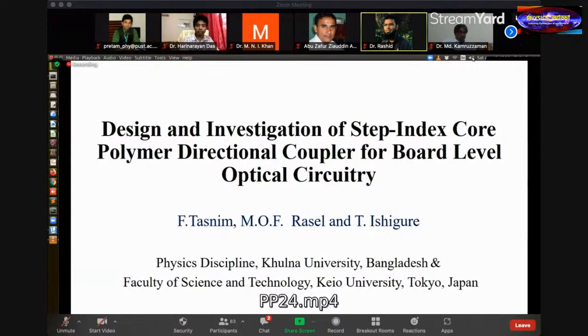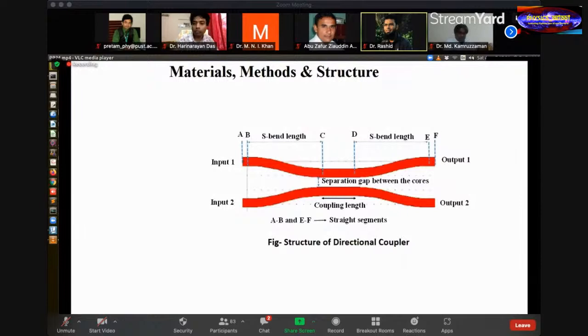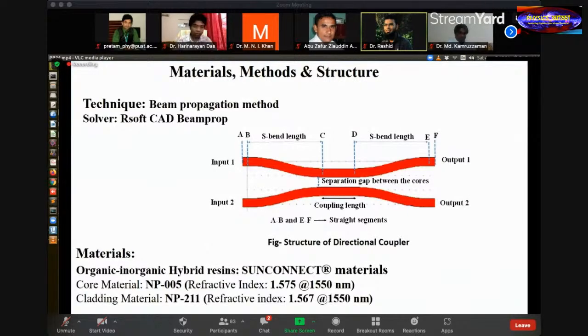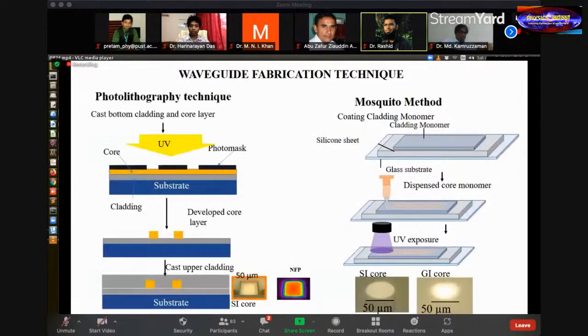Due to high bandwidth capacity and low energy consumption, optical interconnects have become a promising technology for data transmission. We have designed a directional coupler realized with organic-inorganic hybrid polymer materials by using the beam propagation method technique. The fabrication method includes photolithography technique, mosquito method, etc.